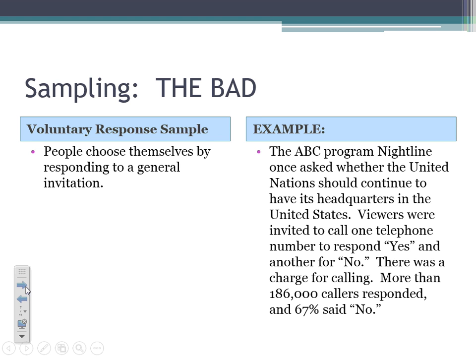And so here's the example that we give. The ABC program Nightline once asked whether the United Nations should continue to have its headquarters in the United States. Viewers were invited to call one telephone number to respond yes and another for no. And there was a charge for calling. More than 186,000 callers responded, and 67% said no, meaning they did not want the headquarters of the UN in the U.S. anymore. Okay? Now, again, why is this bad?